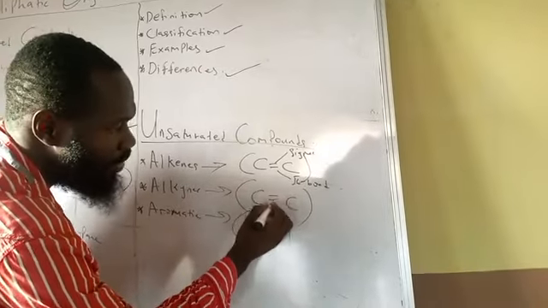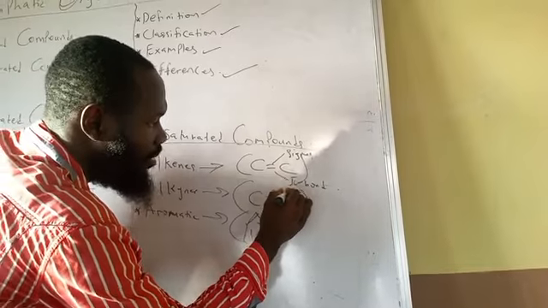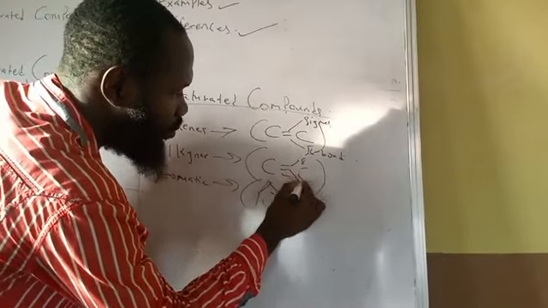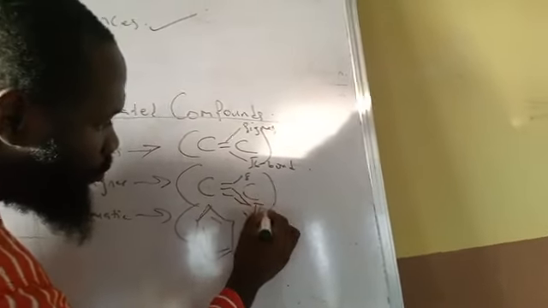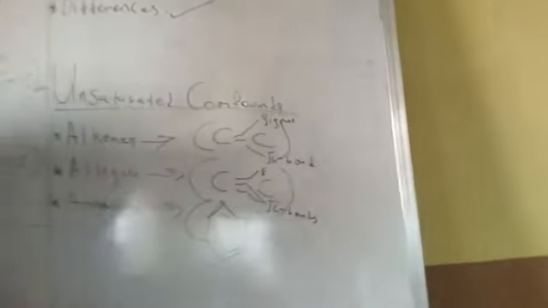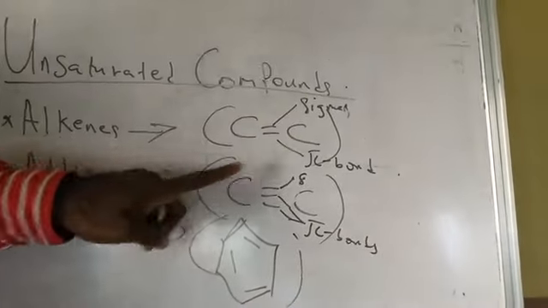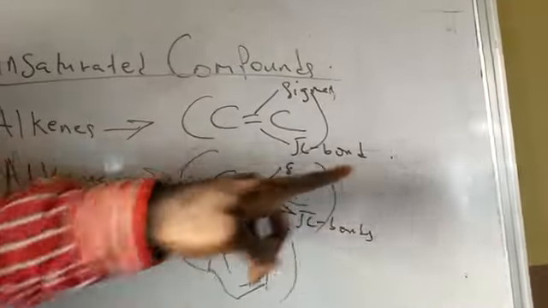Look at alkynes now. Alkynes have triple bonds. One of the bonds is a sigma bond and two of these bonds are pi bonds, meaning alkynes have one sigma bond and two pi bonds. Alkenes have one sigma bond and one pi bond.